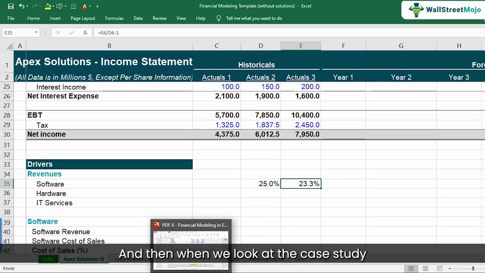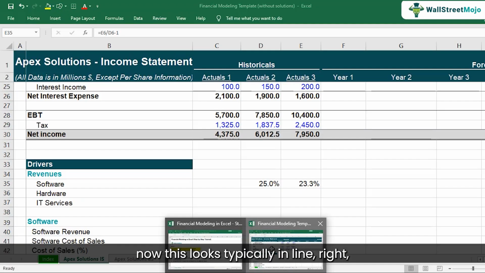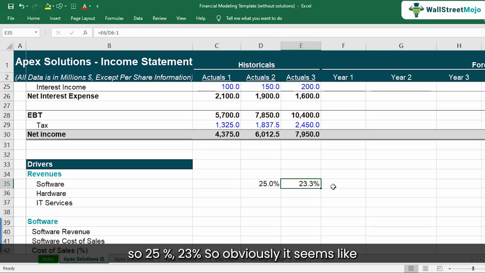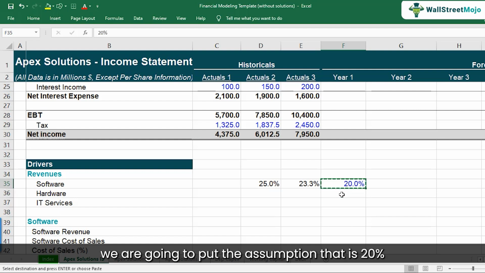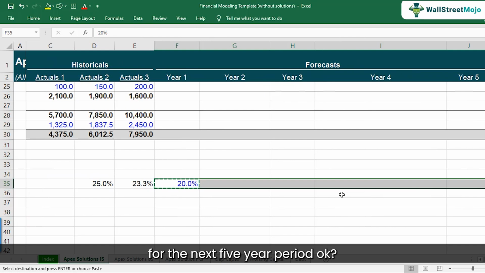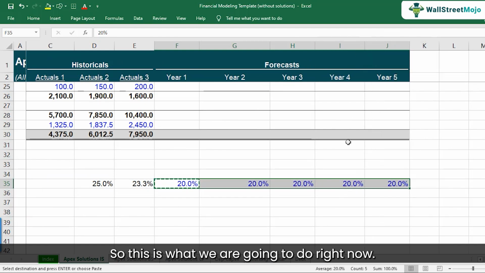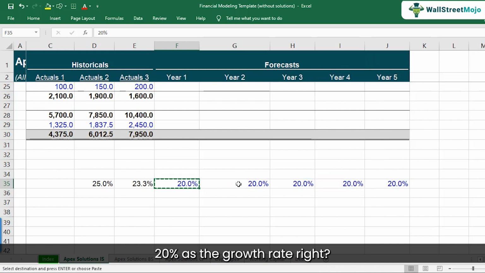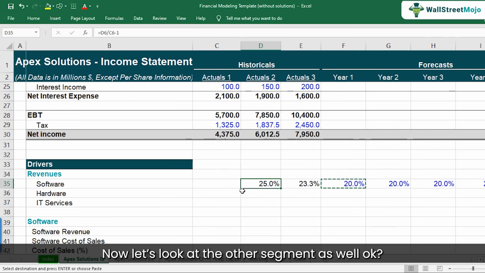When we look at the case study, and we see this 20% over the next 5-year period, now this looks typically in line, right? So 25%, 23%. It seems like the software segment is growing at a faster pace. So here we are going to put the assumption that is 20% for the next 5-year period. So this is what we are going to do right now. We have put 20% as the growth rate. Now let's look at the other segment as well.